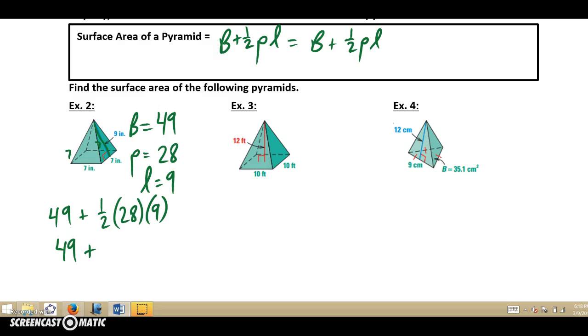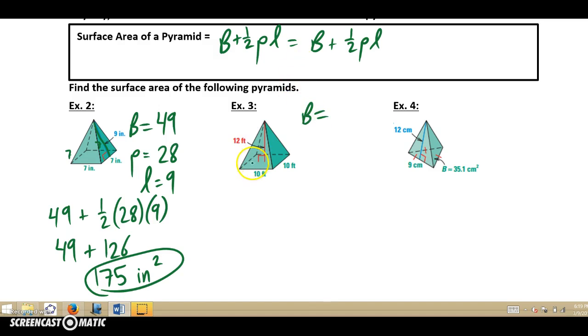Let's see. Half of 28 is 14. 14 times 9 is 126. So 126 plus 49 is 175. And this is still surface area, so it's square inches. Okay. Alright, so let's see.